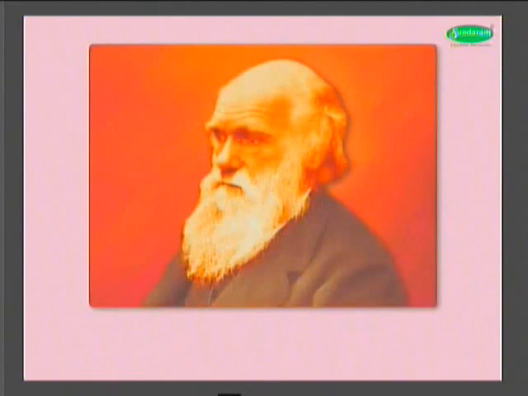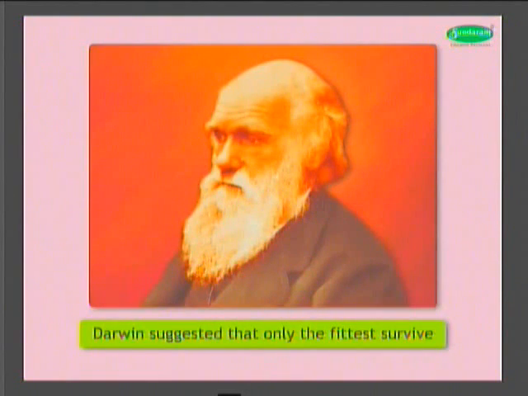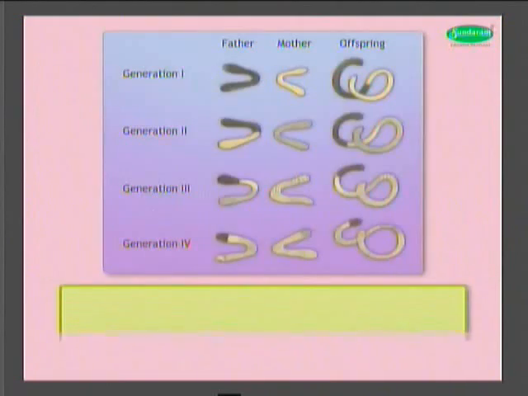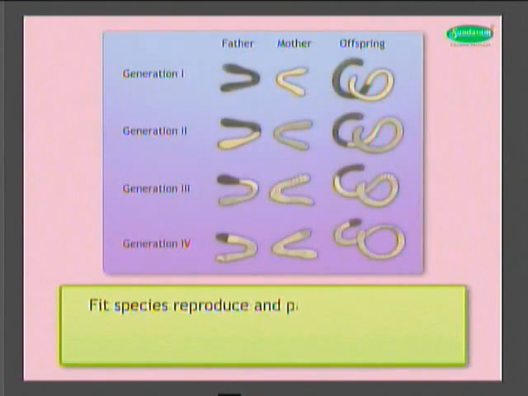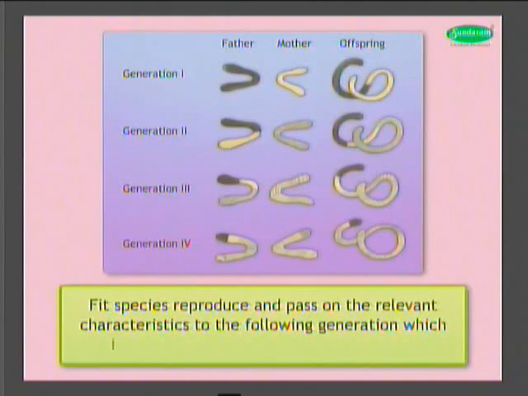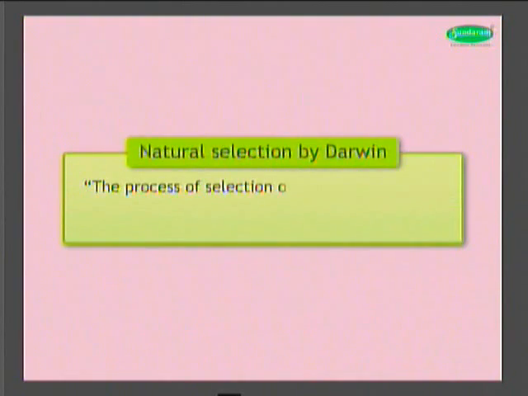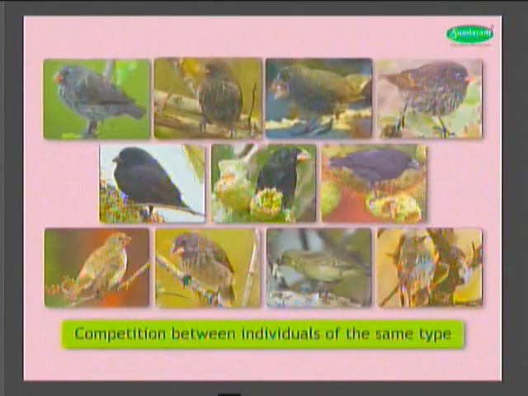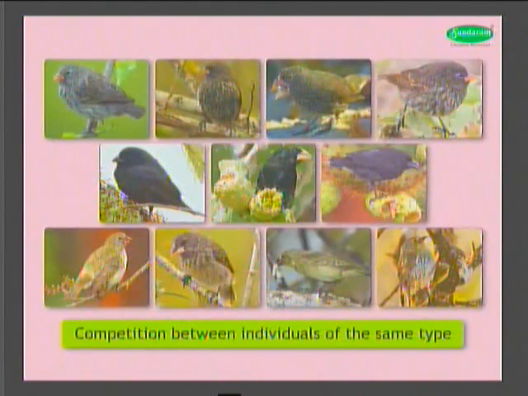On the basis of the observations, Darwin suggested that only the fittest survive. All those plants and animals which are not fit die. These fit species reproduce and pass on the relevant characteristics to the following generation, which in turn would make them fit for survival. The process of selection of characteristics that contribute to the fitness for survival was called natural selection by Darwin. Why is there a competition between individuals of the same type?